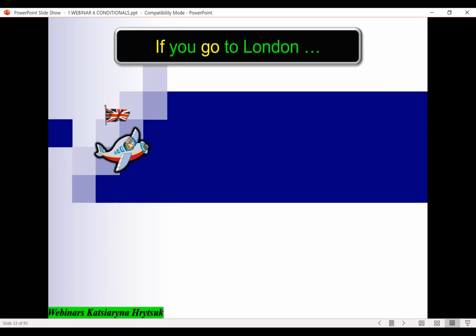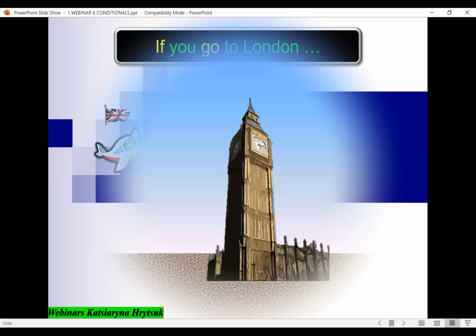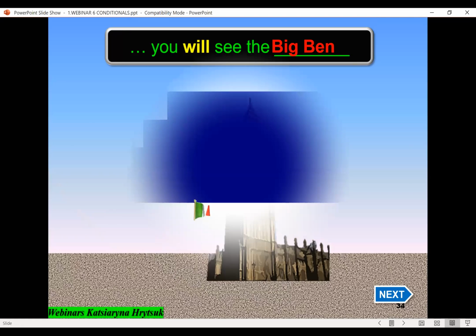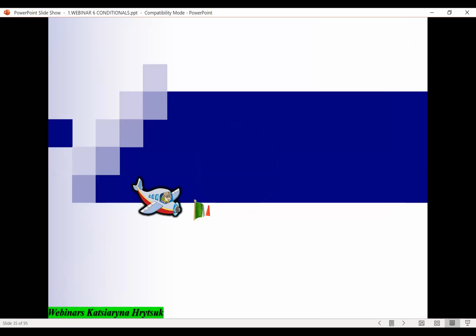Vika. If you go to London, so make your sentence. If you go to London, you will see the Big Ben. Bravo. So if you go to London, you will see. So it's possible, okay, in the present or in the future that you may go.